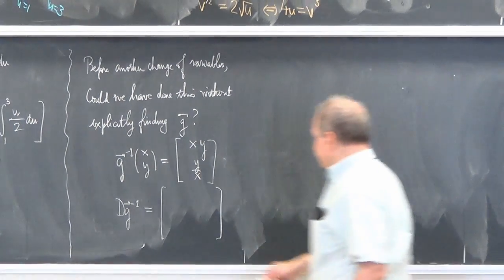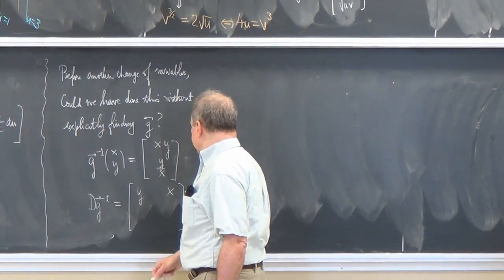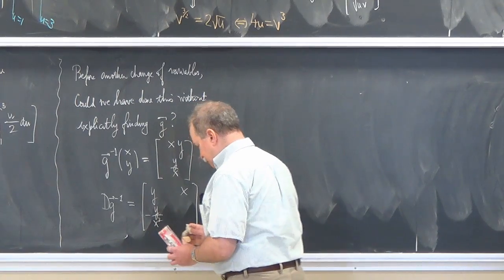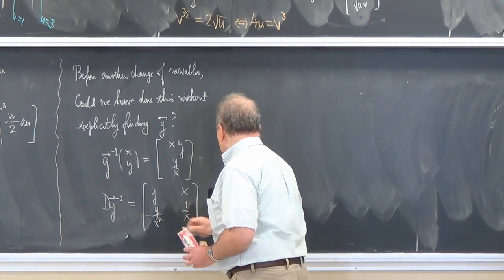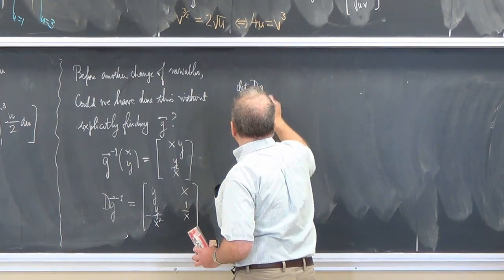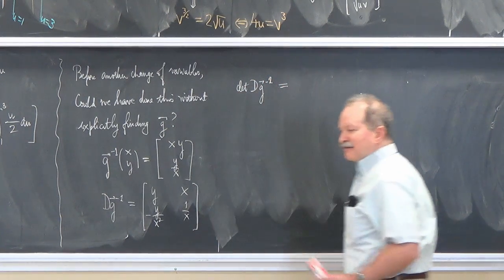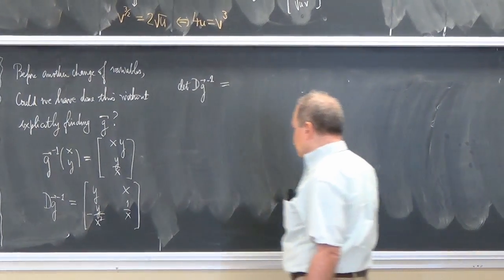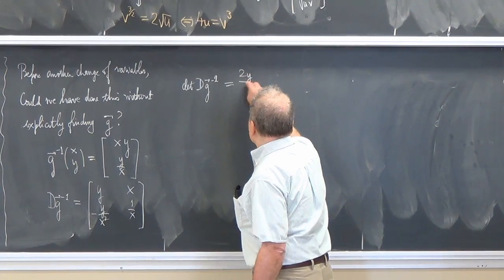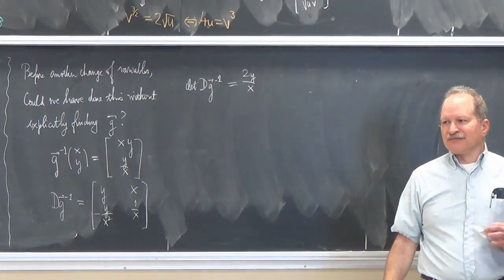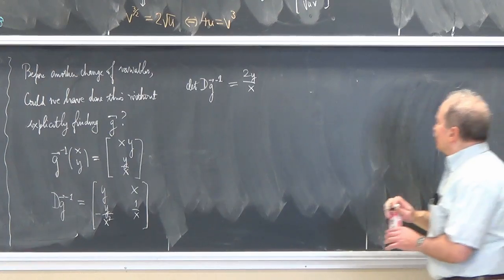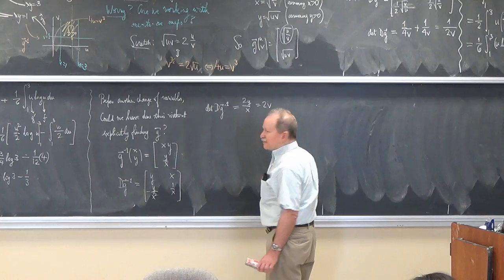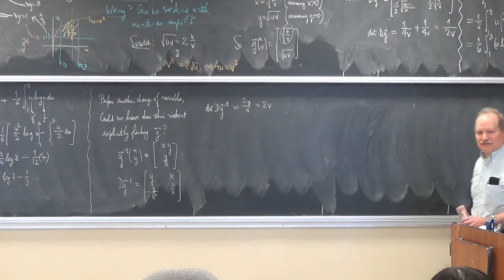y, x, and then negative y over x squared. And then blithely we took the determinant of that. What would we have? y over x plus y over x is 2y over x. Does that look at all familiar? It's the inverse of y over x? That's 2v.